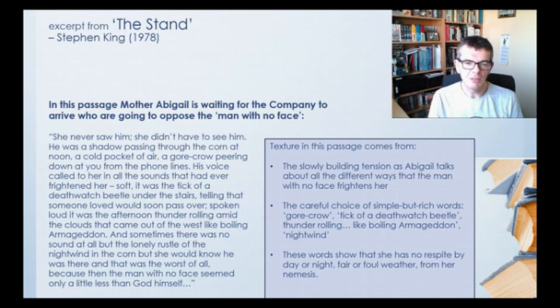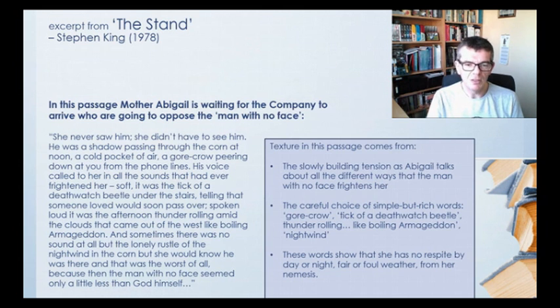Mr. King also makes a careful choice of simple but rich words, and they have a texture, as certainly as we say them out loud, and if we imagine them as we're reading them, this texture starts to appear in our imagination. And he uses words like gore crow, the tick of a death watch beetle, thunder rolling like boiling Armageddon, the night wind.